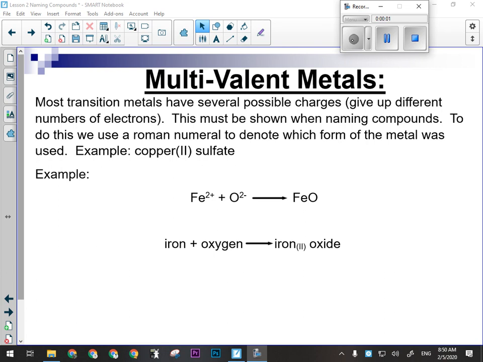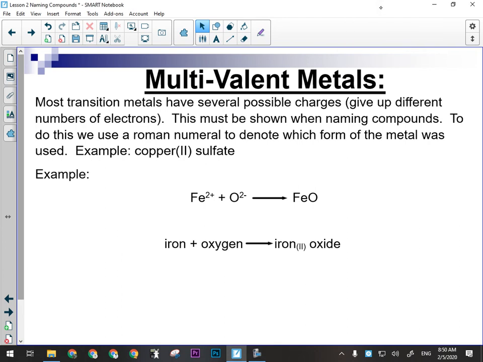All right. So the new stuff that we have to learn about naming ionic compounds is what we do with what we call multivalent metals. Some metals, if you look up in your periodic table, have more than one possible charge. We call those the multivalent metals. Those metals, when they're in a reaction, sometimes will lose 2 electrons, sometimes they'll lose 3 electrons. It all depends on what metal.